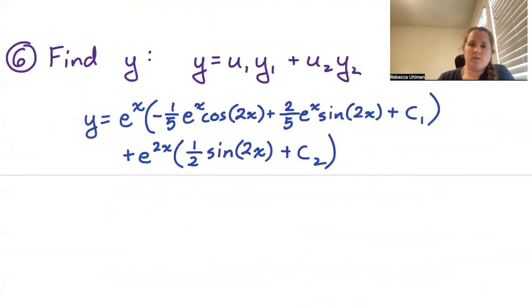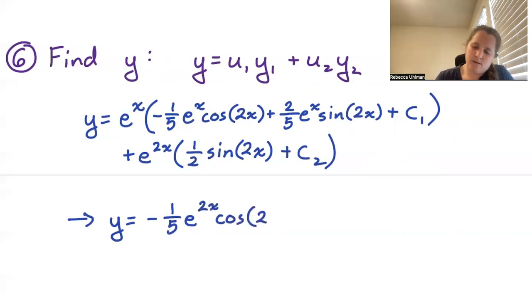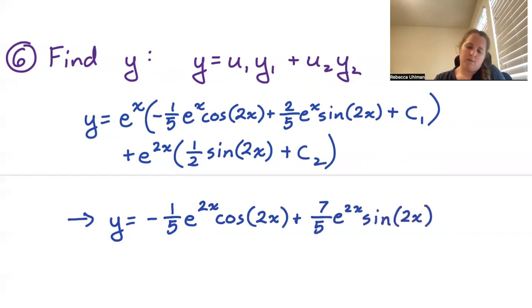So if we rearrange this and simplify, we get that y is equal to -1/5 e^(2x) cosine of 2x. Then we have a 2/5 e^(2x) sine and a 1/2 e^(2x) sine. That becomes plus 7/5 e^(2x) sine of 2x. Then we have plus C1 e^x plus C2 e^(2x).